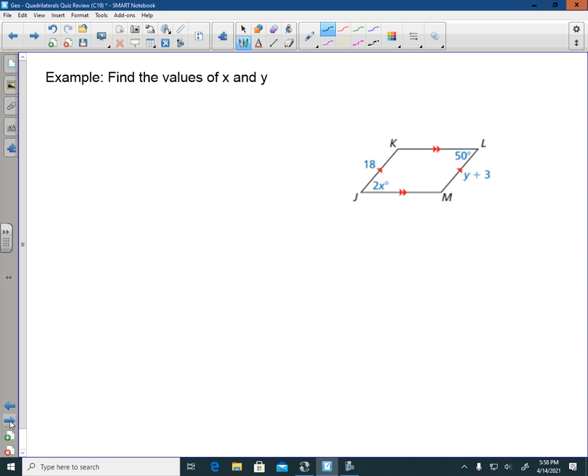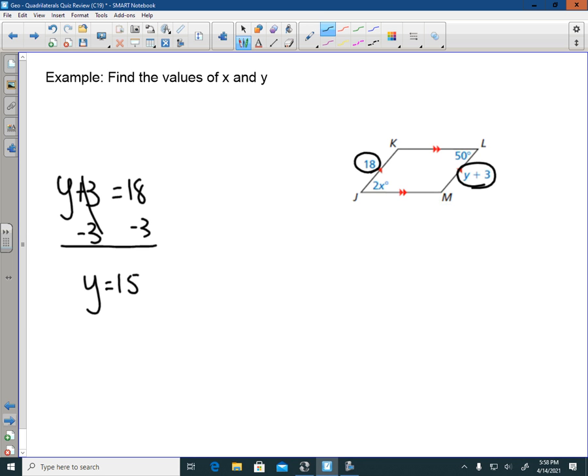The first theorem says that the opposite sides are congruent. So if they are, then y plus 3 must equal 18. It's just a matter of subtracting 3 from both sides to give us that y equals 15, and we're halfway done with the problem. Now the second theorem tells us that the opposite angles are congruent, and so 2x and 50 must be the same. So 2x must equal 50, and we can divide both sides by 2 to find out that x equals 25, and this problem's done.